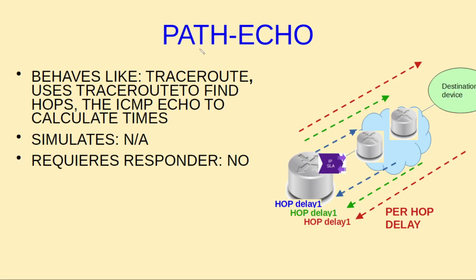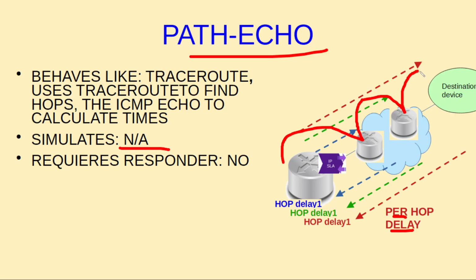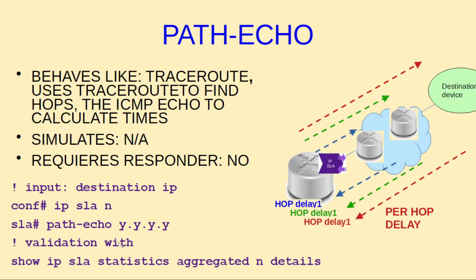Next operation will be path echo. With path echo, we are not actually simulating a specific application. However, we are going to gather per hop delay. We are going to send a trace route in order to find what the intermediate nodes are in order to reach a destination. And after finding them, we are going to send ICMP echoes, particularly to these nodes, in order to gather the per hop delay. We don't need a responder, and we will use this command, path echo and the IP address.